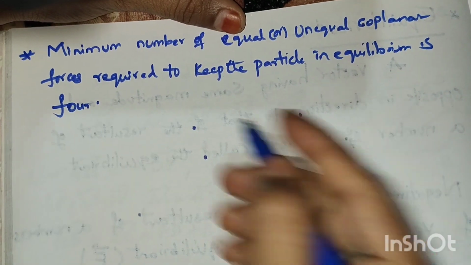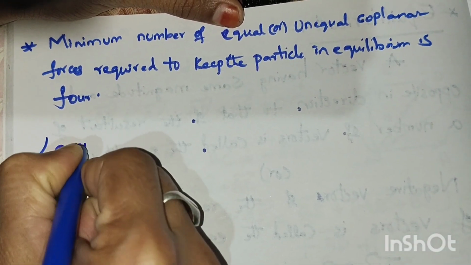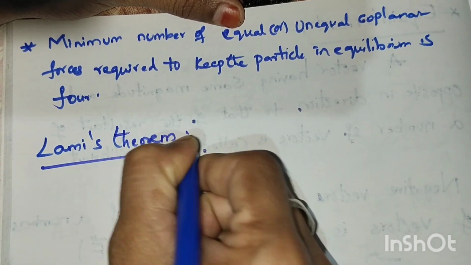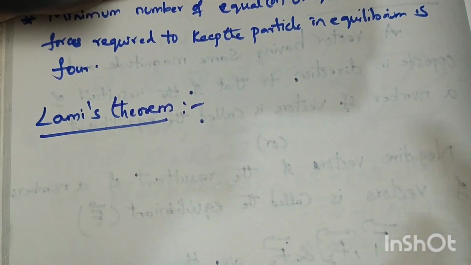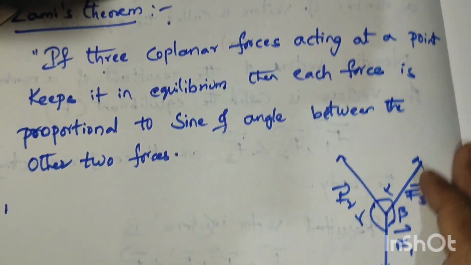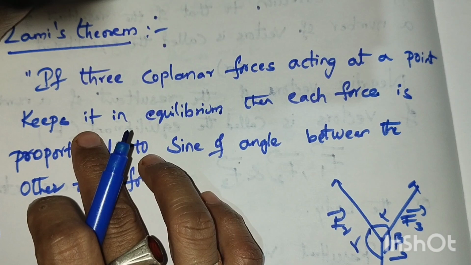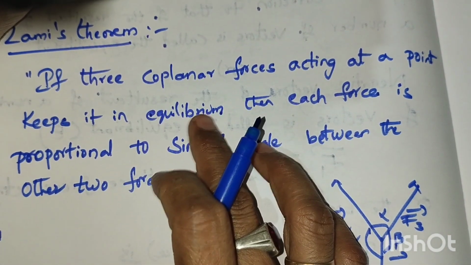Next we are going to discuss Lami's theorem. So what is meant by Lami's theorem? What is the statement of Lami's theorem? If 3 coplanar forces acting at a point keep it in equilibrium.